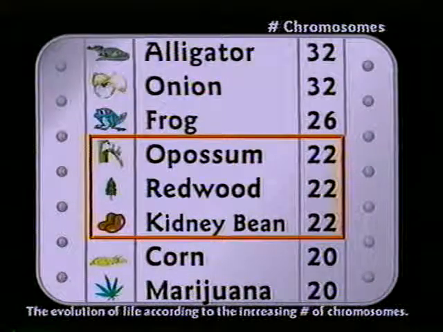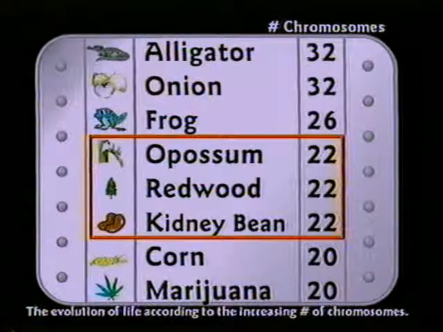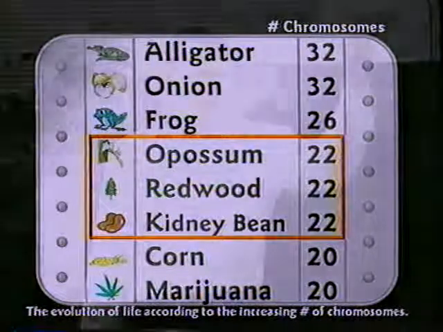Proving, of course, they're twins, identical triplets this time, closely related. Most people can't tell the difference between a possum, a redwood tree, and a kidney bean. The average scientist can't, that's for sure, because they're obviously identical. And then slowly, over millions of years, we evolved enough chromosomes and finally became a human.